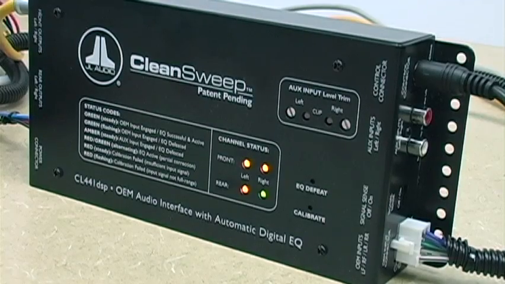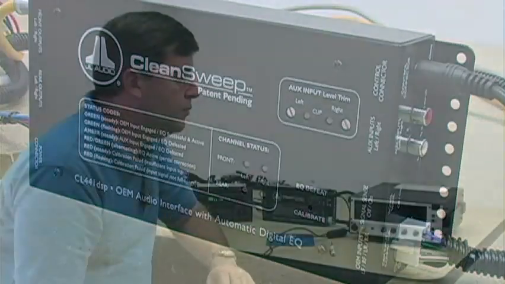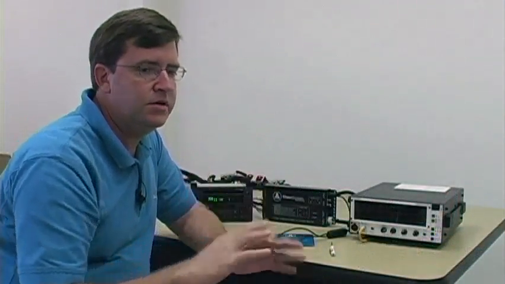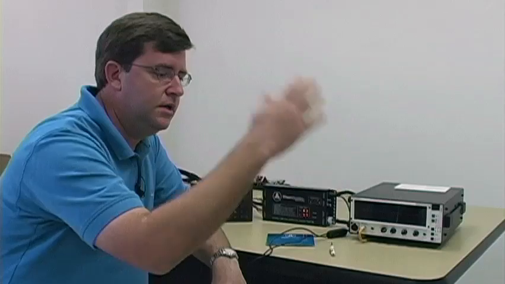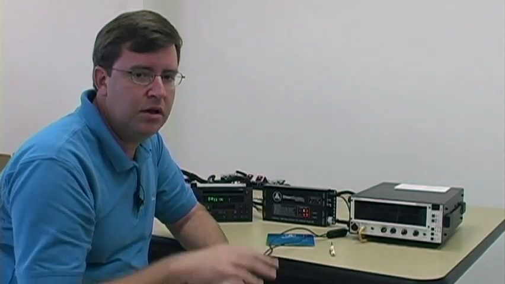and see what happens. Remember that the CleanSweep needs a full range input in order to calibrate. It needs to have the full band of frequencies from 20 Hertz to 20 kilohertz represented within a range of about plus or minus 15 dB in order to be able to do its job. If any frequency is higher or lower than that plus or minus 15 dB range, it will have a difficult time achieving a flat result.